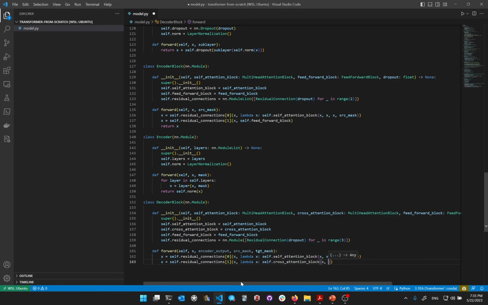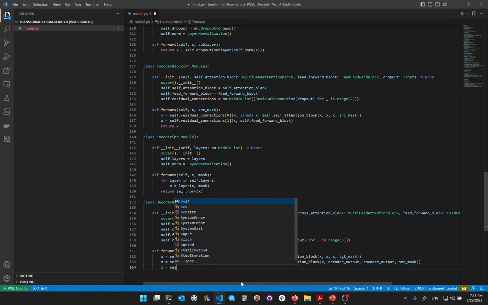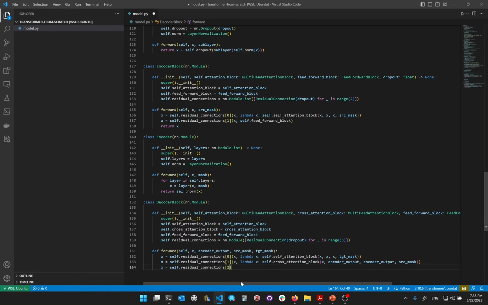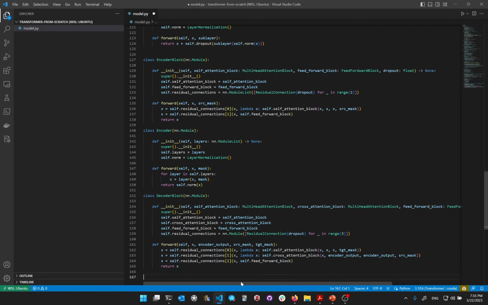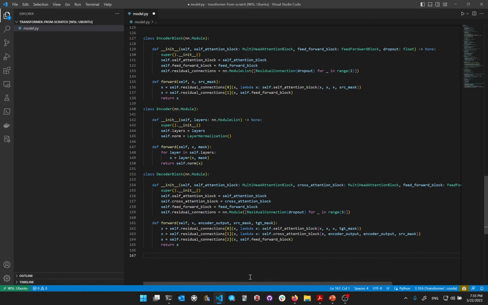In this case, we are giving the query coming from the decoder, so the X, the key and the values coming from the encoder, and the mask of the encoder. And finally, the feed forward block, just like before. And that's it. We have all the ingredients to build the decoder now, which is just n times this block one after another, just like we did for the encoder.